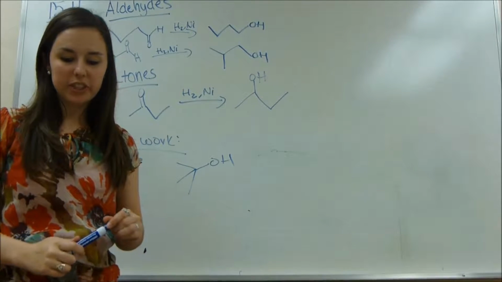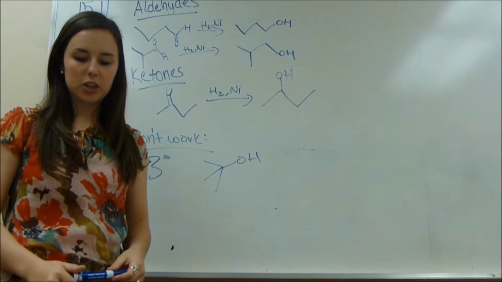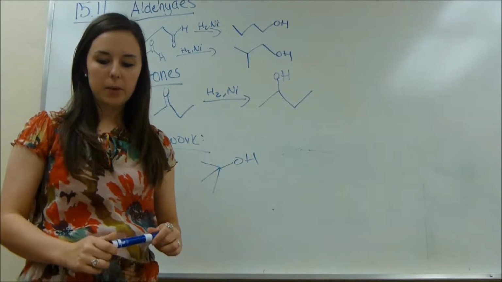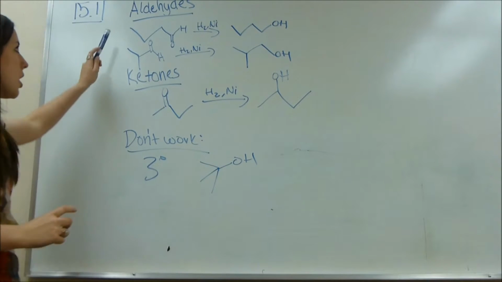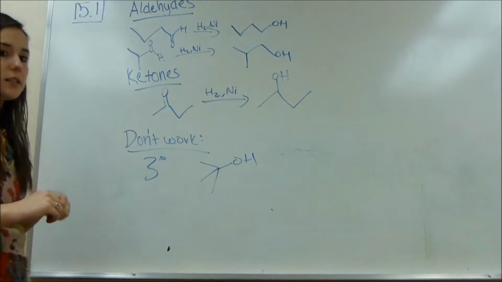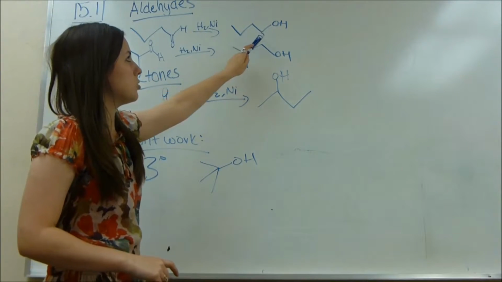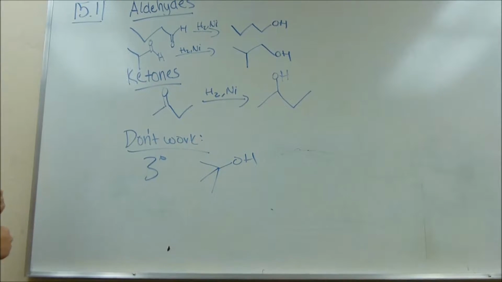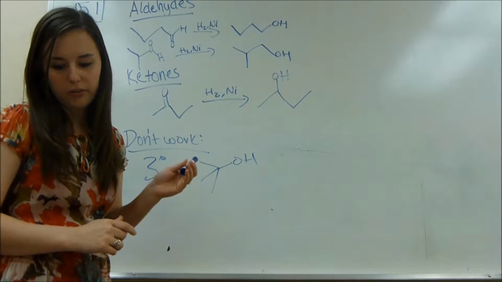Okay, this is problem 15.1. First question asks, which of the isomeric C4H10O alcohols can be prepared by hydrogenation of aldehydes? So the first up top are these two isomers for the aldehydes, and both of these after reduction go to the alcohols as seen here. And those are two that work for aldehydes.